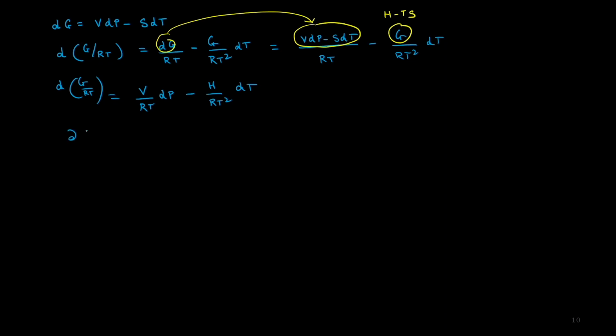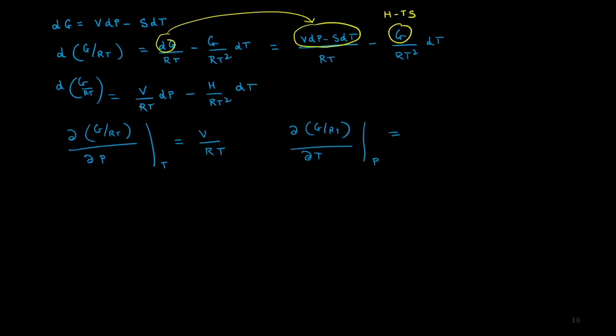If I say what would be the partial derivative of G over RT with respect to P at constant temperature, it's going to be straightforward. It's going to be simply V over RT. And similarly, the partial derivative of G over RT with respect to the temperature at constant pressure is going to be, it's constant pressure, so the first term drops out and we're taking the derivative of this, and from the second term, that derivative is going to be negative H over RT square, right?